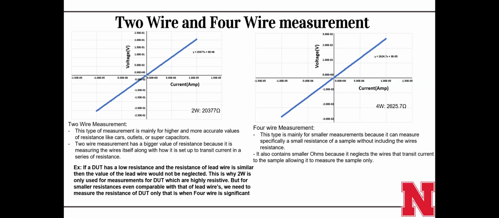This is why 2-wire is better for bigger appliances, because if a resistor has 1,000 ohms, but the lead wires are 5 ohms in total, then you can just ignore the small change in the resistance.